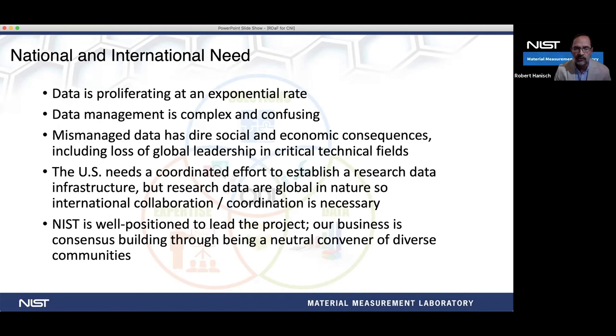We think that NIST is well positioned to lead this kind of a project because our business is about consensus building, and we are a neutral convener of diverse communities. We don't favor one technology over another, but we really try to bring together communities of practice to agree on the best way forward.